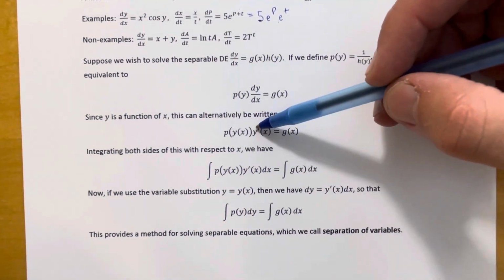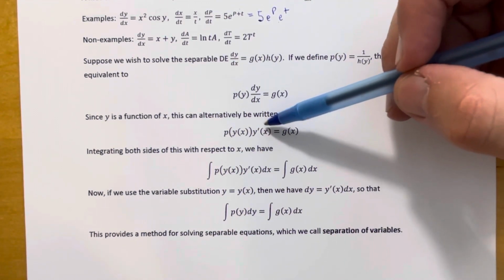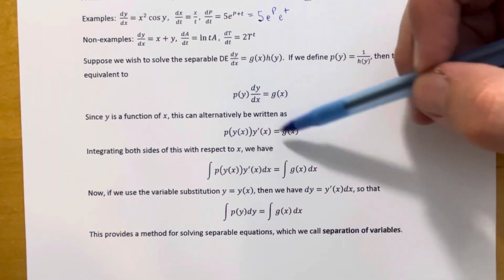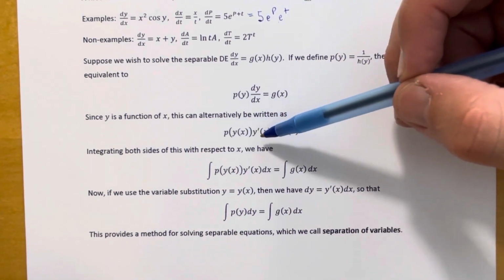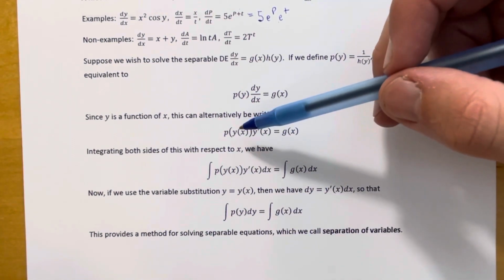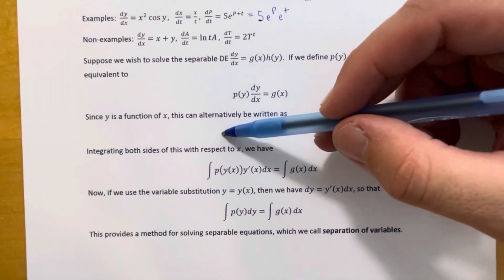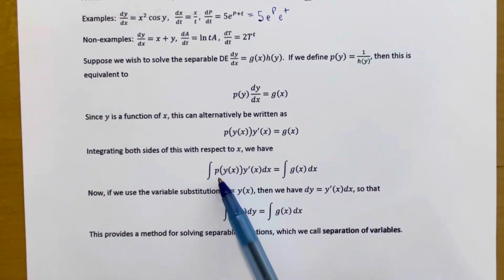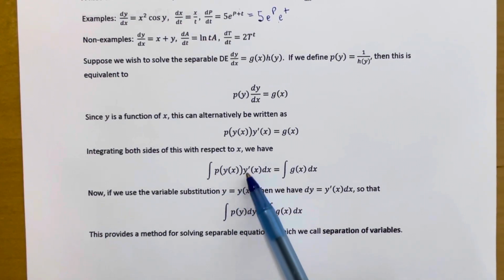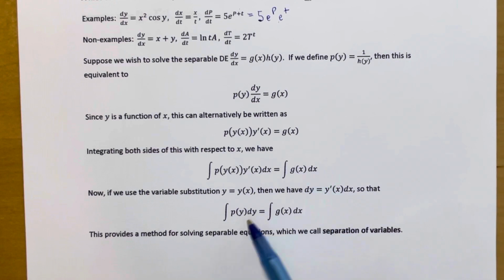To me, this left-hand side looks a whole lot like the chain rule. So that would mean that this is the derivative of a composite function. And if it's already the derivative of something, I can integrate it and kind of undo that derivative with an antiderivative. So I'm going to integrate both sides of this equation now. Okay, so the integral of p of y of x times y prime of x dx is equal to the integral of g of x dx.